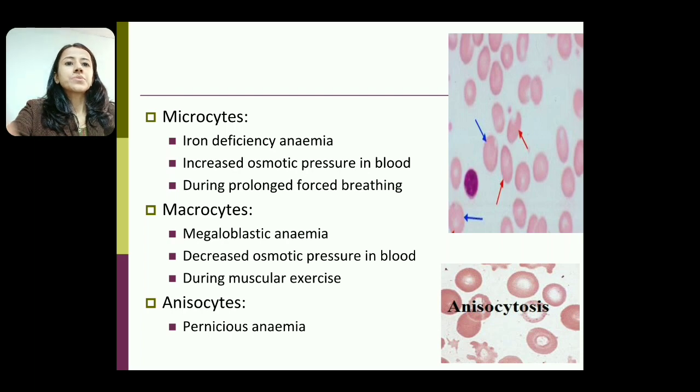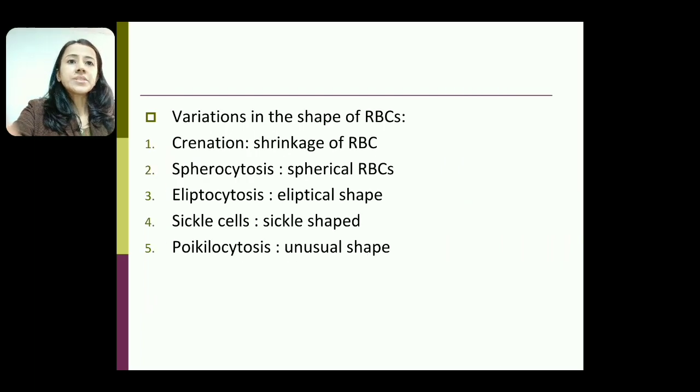Variations in the shape of RBC: shape is crenated when RBCs are microcytic. There is shrinkage, and along with loss of water, margins are crenated. There is spherocytosis, RBCs are spherical in shape, in the condition hereditary spherocytosis because of lack of spectrin. Elliptocytosis, elliptical shape. Sickle cell anemia, RBCs are sickle shaped. And poikilocytosis, RBCs are of unusual shape.